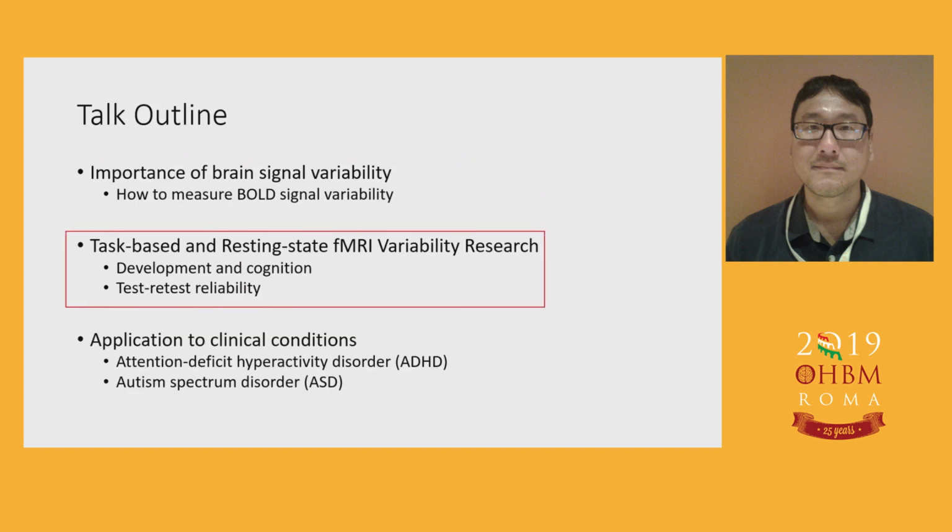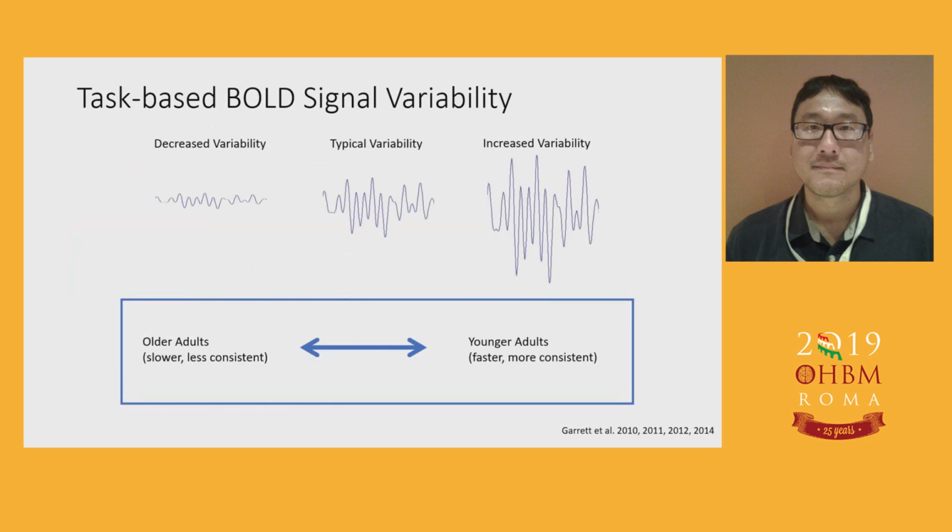So now moving on to some task-based and resting state research. A lot of this task-based research has been done by Doug Garrett, and essentially he looks at older and younger adults during a cognitive task. What he's shown is that increased variability is associated with younger adults who have faster and more consistent reaction times. On the other hand, decreased variability is associated with older adults and individuals with slower and less consistent reaction times.